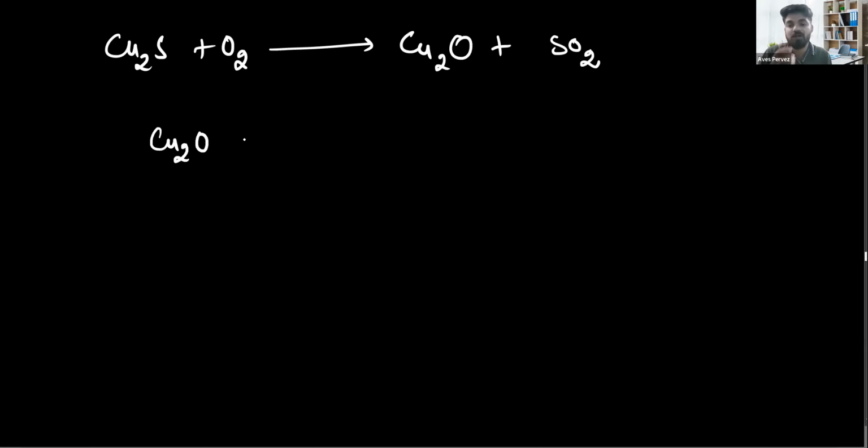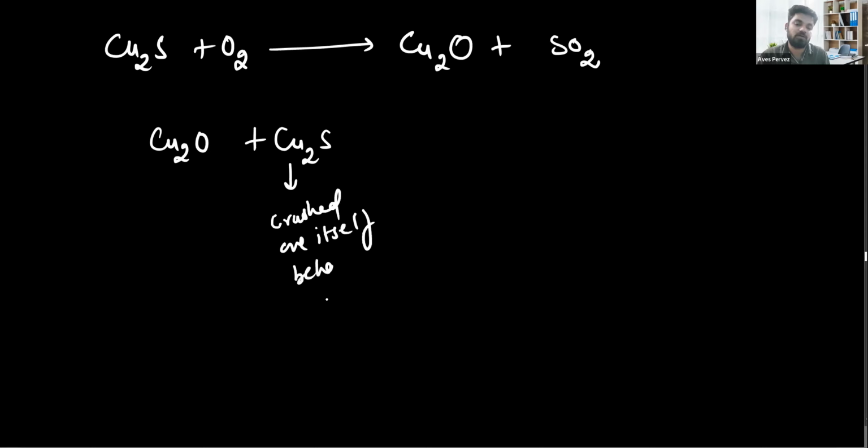It requires a reducing agent. And in this, the reducing agent is itself the crushed ore. So we will write it like Cu2O when it reacts with crushed ore. This is itself crushed ore, the reducing agent. Okay, so here crushed ore itself behaves as a reducing agent.